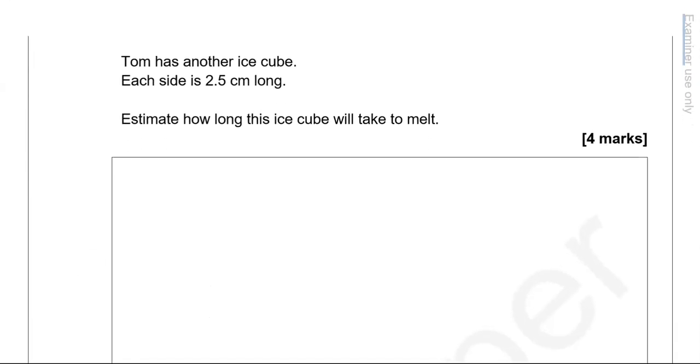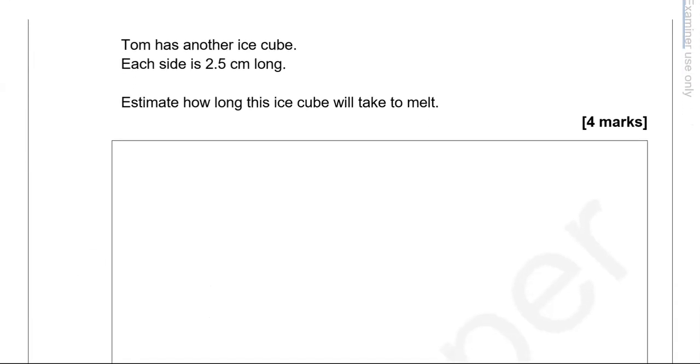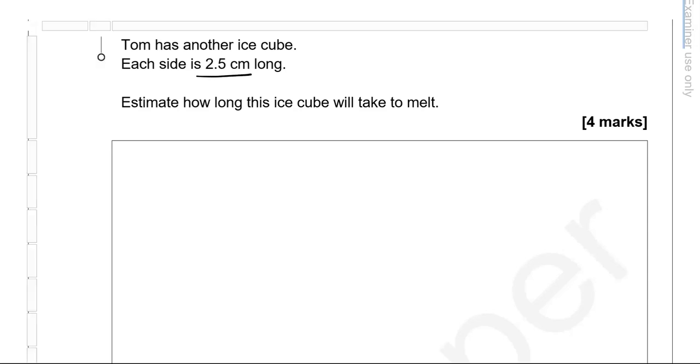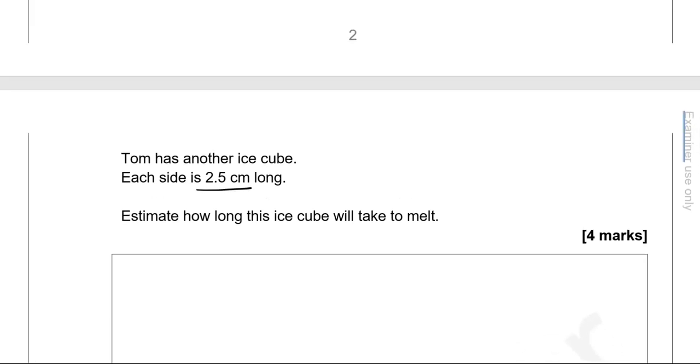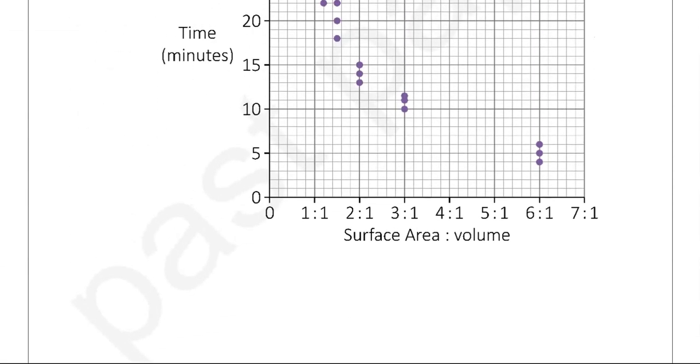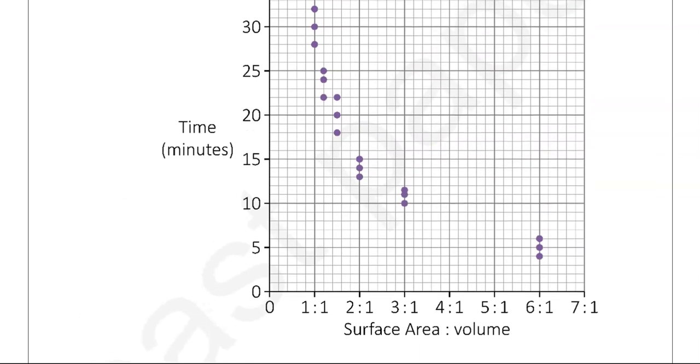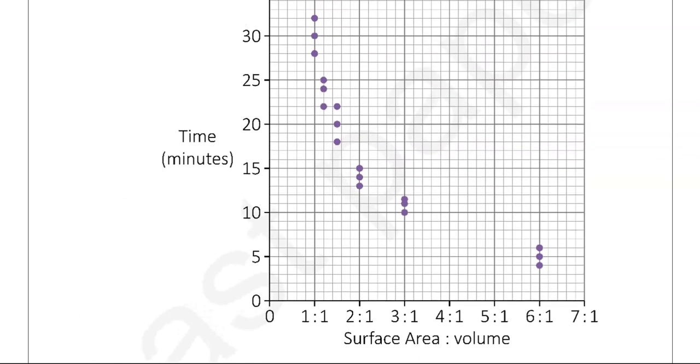Tom has another ice cube. Each side is 2.5 centimeters long. Estimate how long this ice cube will take to melt. So we've got the dimensions, 2.5 centimeters long. Let's get the surface area of it.